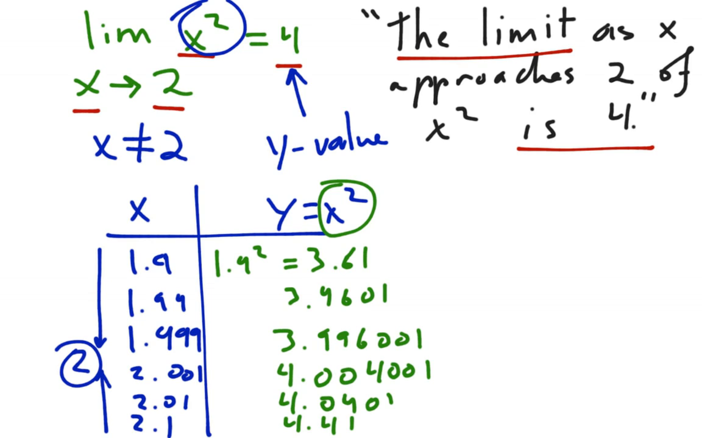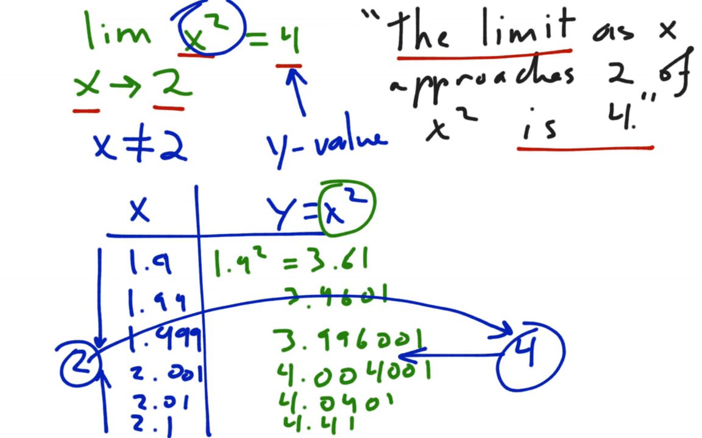And the y values are also trending towards a number. 3.6, 3.96, 3.996. And on the other side, 4.1, 4.04, 4.004. The y values are trending towards 4. This relationship, as the x values approach 2, the y values are approaching 4. In this example, we've never plugged in x equals 2. We're always just picking values of x that are close to 2 and seeing what the y values trend towards.